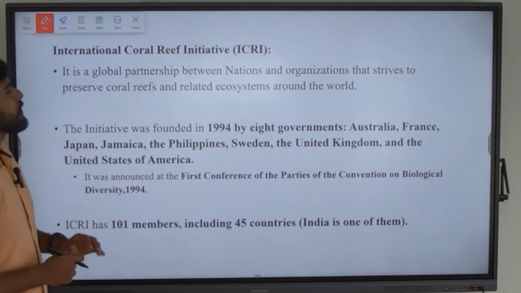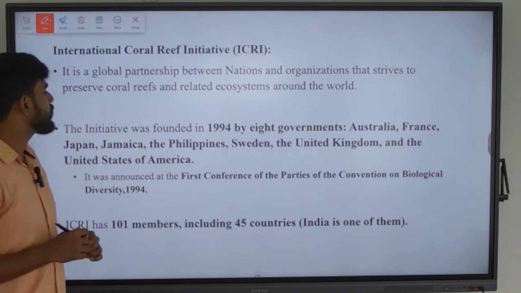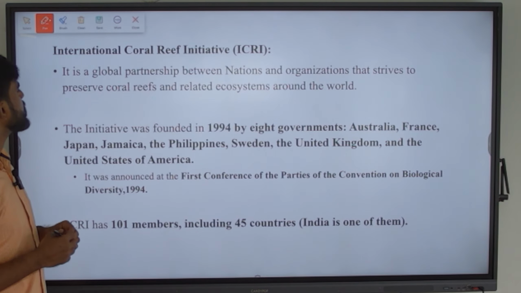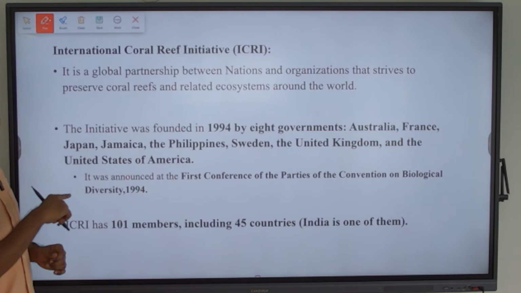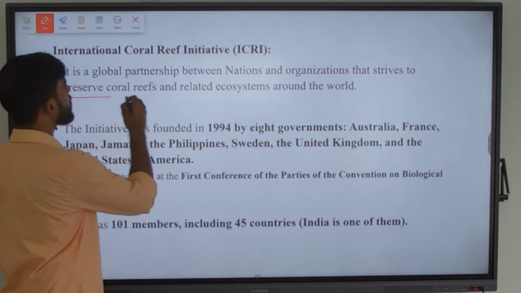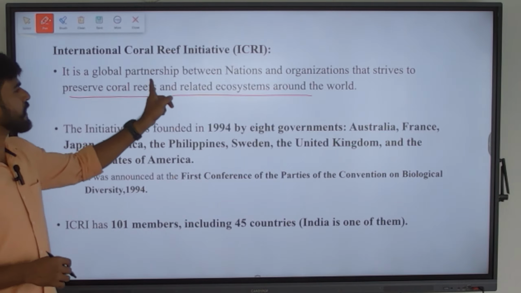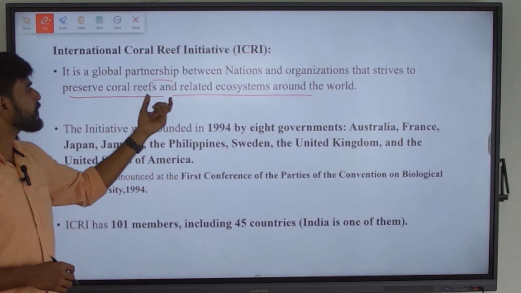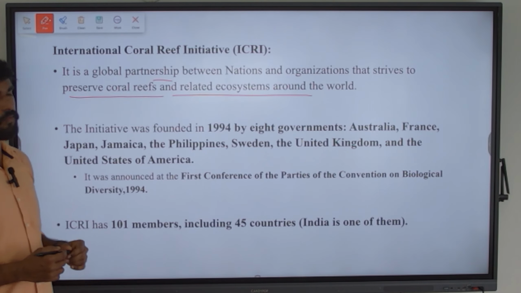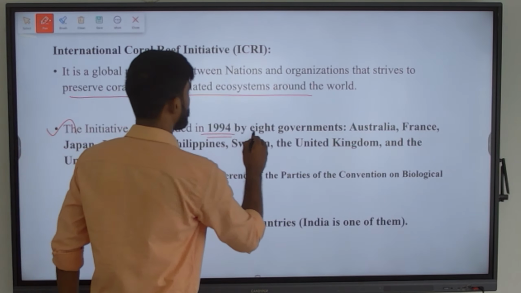Next are the three bodies which are involved in the launch of this coral reef breakthrough. The first organization here is the International Coral Reef Initiative. What is this initiative? It is a global partnership between nations and organizations which strive to preserve coral reefs and related ecosystems around the world. Next, the initiative was founded in the year 1994 by 8 governments.